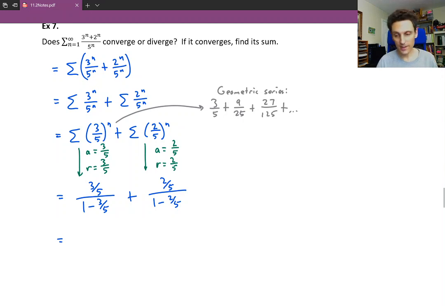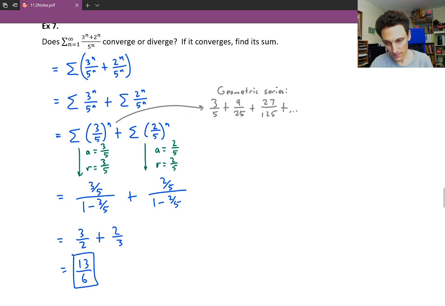Now here I'm going to avoid some of the fraction work. I'm going to write just this turns out to give you 3 halves plus 2 thirds, which gives you 13 over 6. Just blast past that. And that's what this infinite summation adds up to. It adds up to 13 sixths, which means that it converges to 13 sixths.